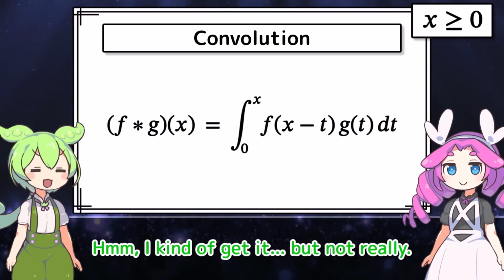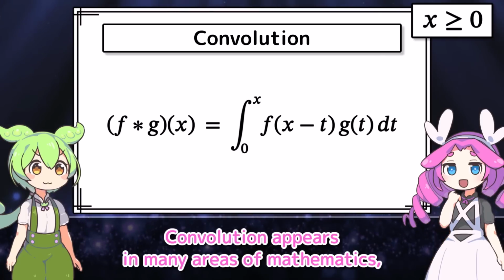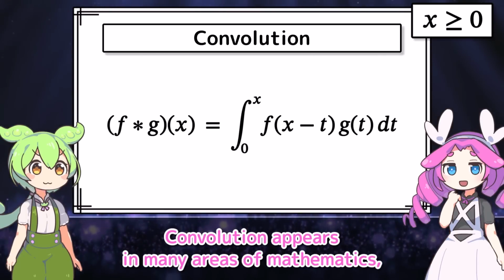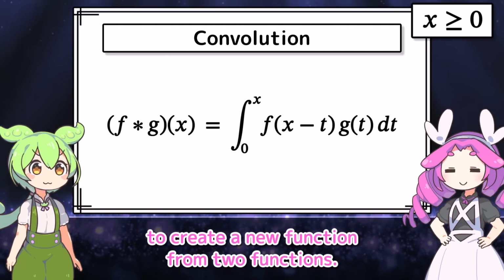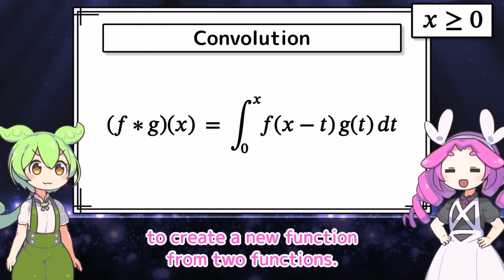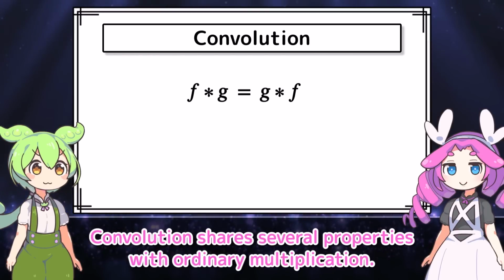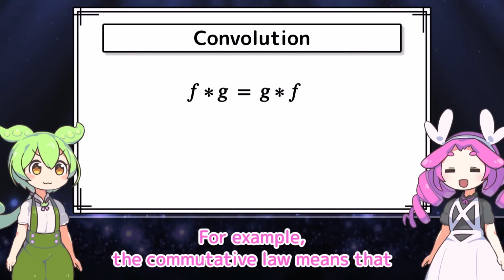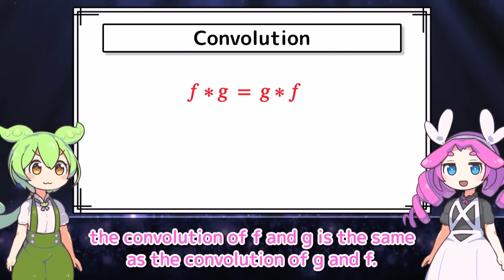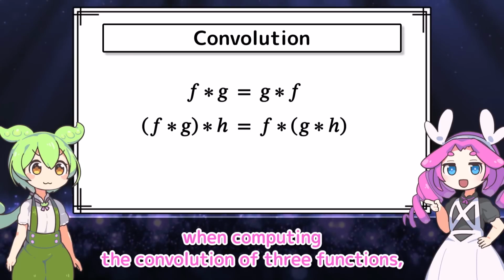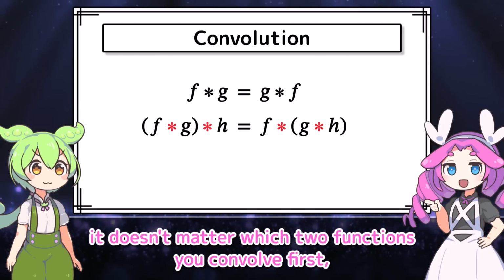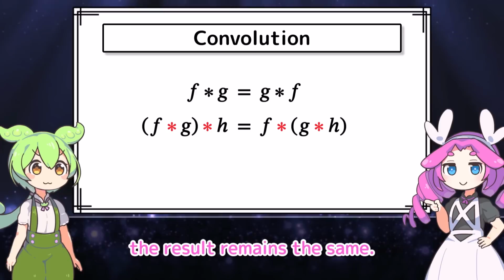I kinda get it, but not really. So what exactly is convolution? Convolution appears in many areas of mathematics, but it's hard to explain in just one sentence. For now, you can think of it as a method to create a new function from two functions. I see. Convolution shares several properties with ordinary multiplication. For example, the commutative law means that the convolution of f and g is the same as the convolution of g and f. Next, the associative law states that when computing the convolution of three functions, it doesn't matter which two functions you convolve first, the result remains the same.